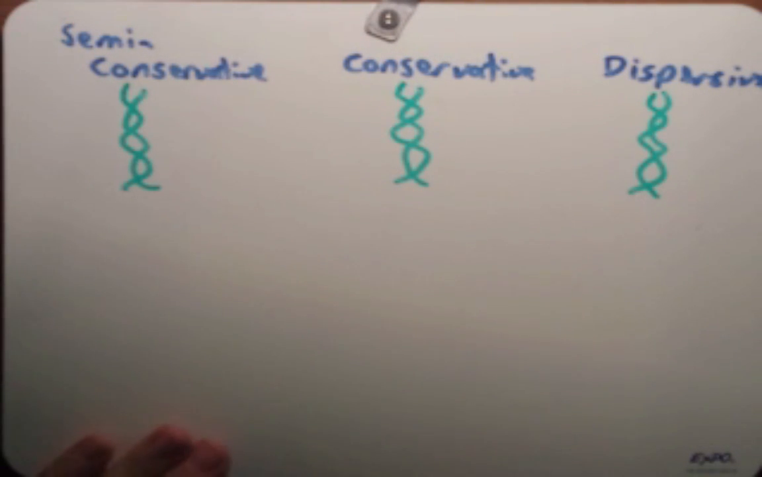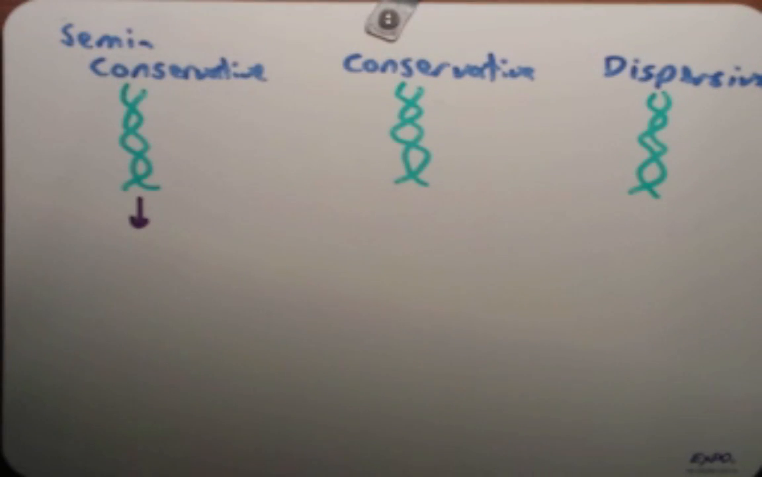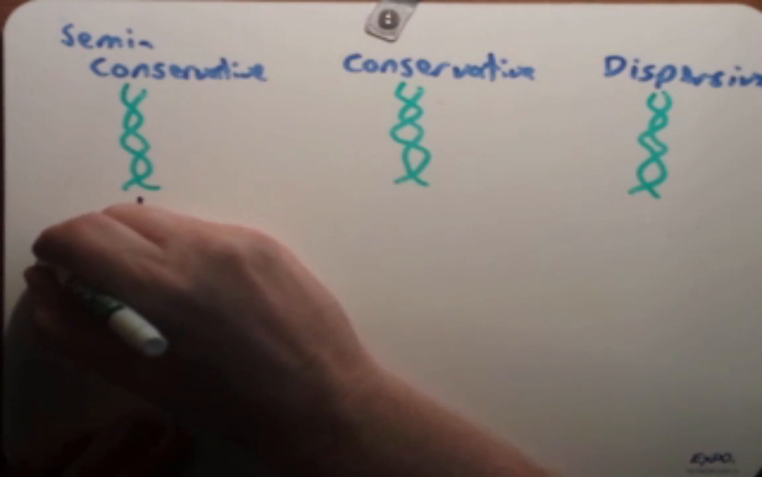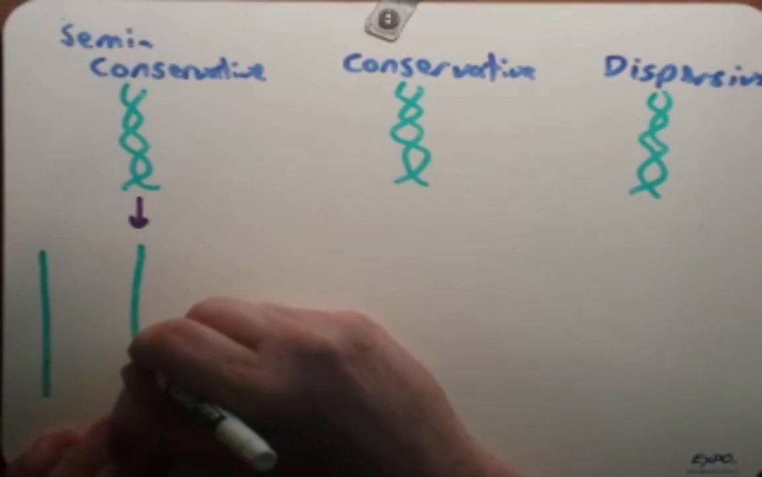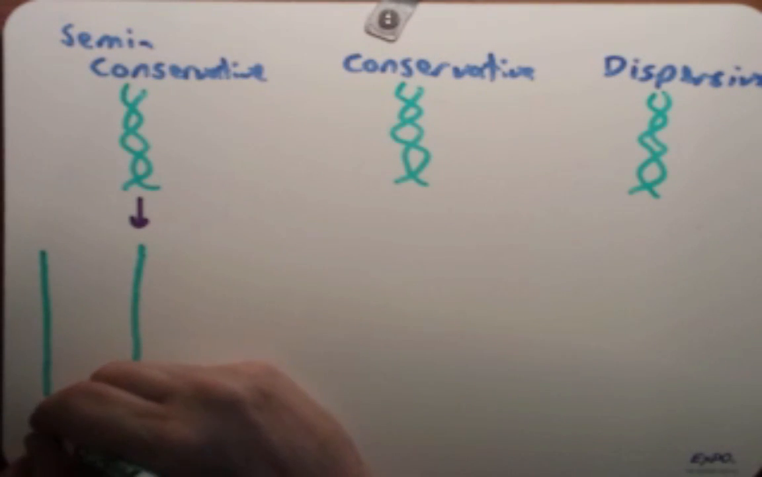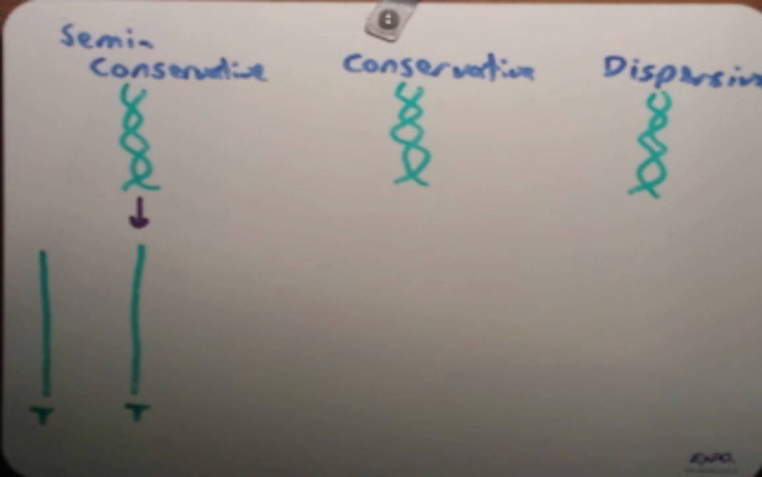In the semi-conservative model, what happens is these two strands that are wound together in the double helix are pulled apart. And I'm just going to draw them as a straight line, like so. And I'm going to put a T under here to indicate that these are the template strands, or the parental strands. They are the original ones that came from this double helix.